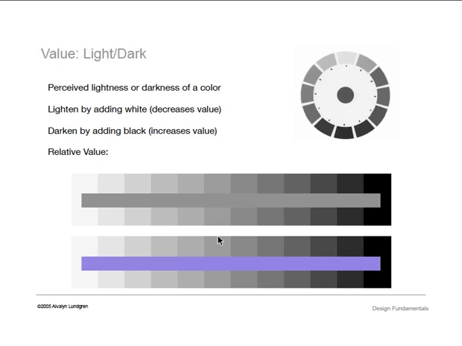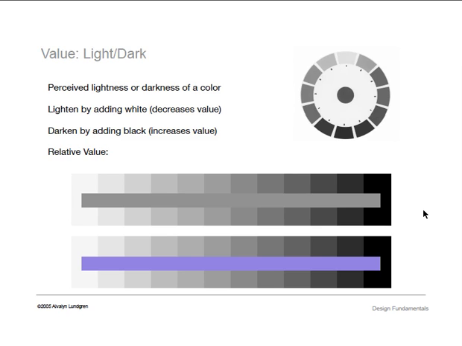Value we've touched on several times so far throughout the course of the quarter, and it's by value contrast that we can see a form, lightness versus darkness. And so value is the idea that color has lightness or darkness, and we can lighten any color by adding white and reducing the value, or we can darken it by adding black and increasing the value.